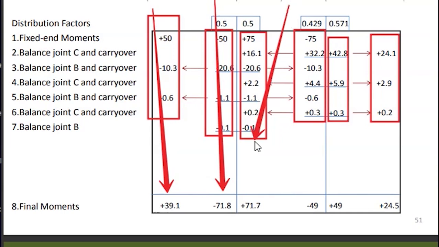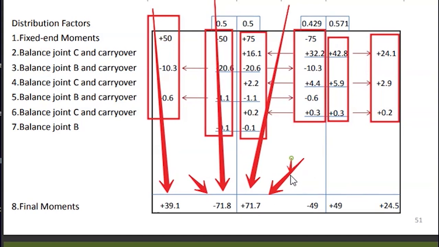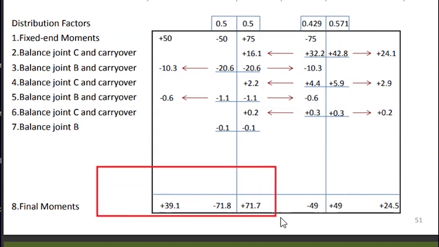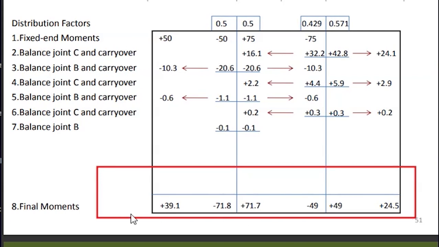Always this joint will be equal and opposite. If you see, this is a negative and this is positive, because the same joint distributes the same, so it is equal and opposite moment. The same as this point here, it is equal and opposite, and this is the last joint. So generally, this is how you find the final moment in this table.